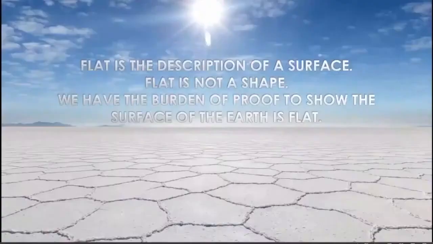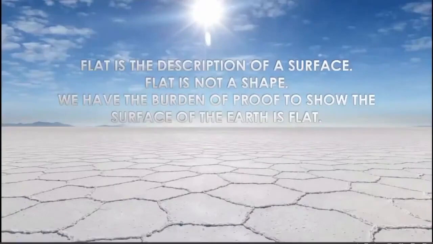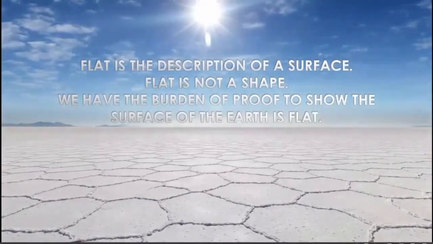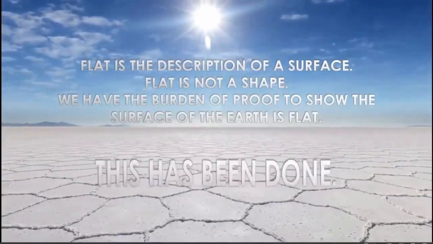So flat is the description of a surface. Flat is not a shape. We have the burden of proof to show that the surface of the Earth is flat, specifically a topographical plane. Flat's a description. You can have a flat square, triangle, circle. Flat's not a shape. To say that the shape of the Earth is flat really lacks specificity. And as insane as it is that I had to put that slide in there, I definitely did.